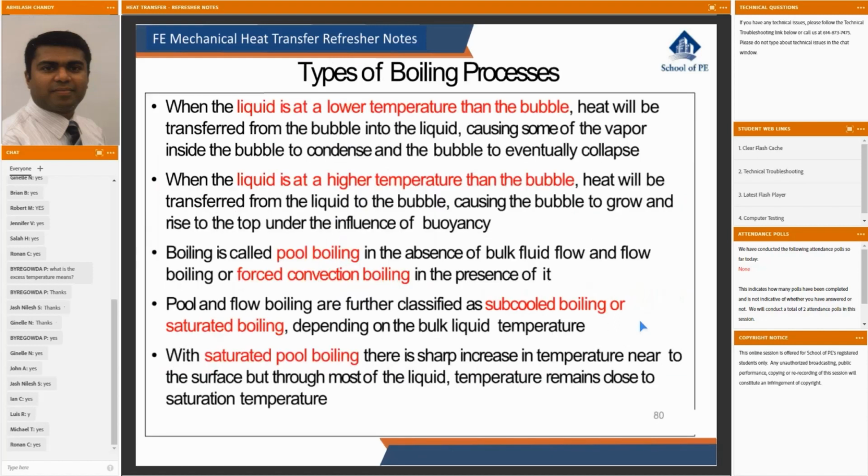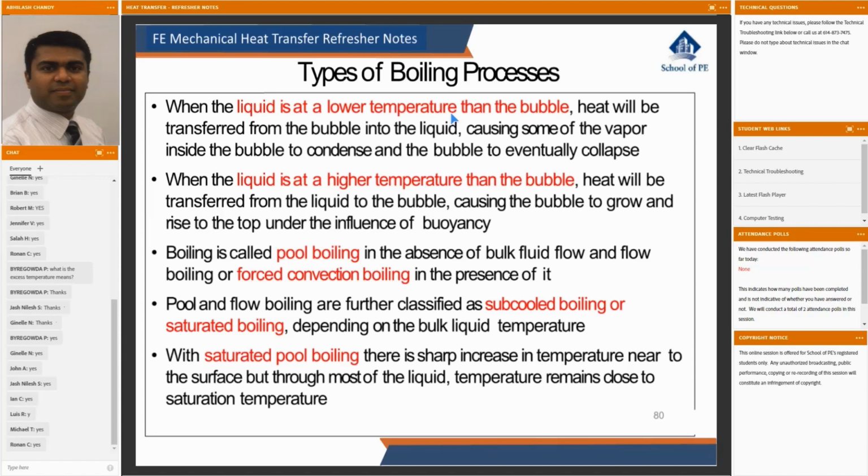Now, when the liquid is at a lower temperature than the bubble, let's pay attention here. When the liquid is at a lower temperature than the bubble, the heat will be transferred from the bubble into the liquid, causing some of the vapor inside the bubble to condense and the bubble to eventually collapse. So we are talking about what happens after boiling.